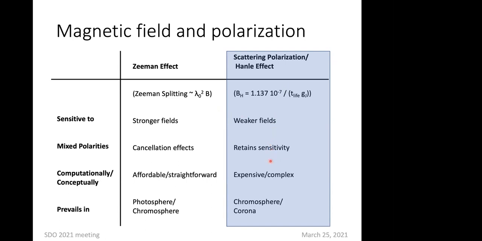However, it is conceptually very complex and computationally very demanding to model the Hanle effect in spectral lines. And the signals tend to prevail in the chromosphere and the corona of the sun, in higher layers of the sun's atmosphere typically. Now, you can see that both the Zeeman and the Hanle effects have a complementary diagnostic use in many, many ways.